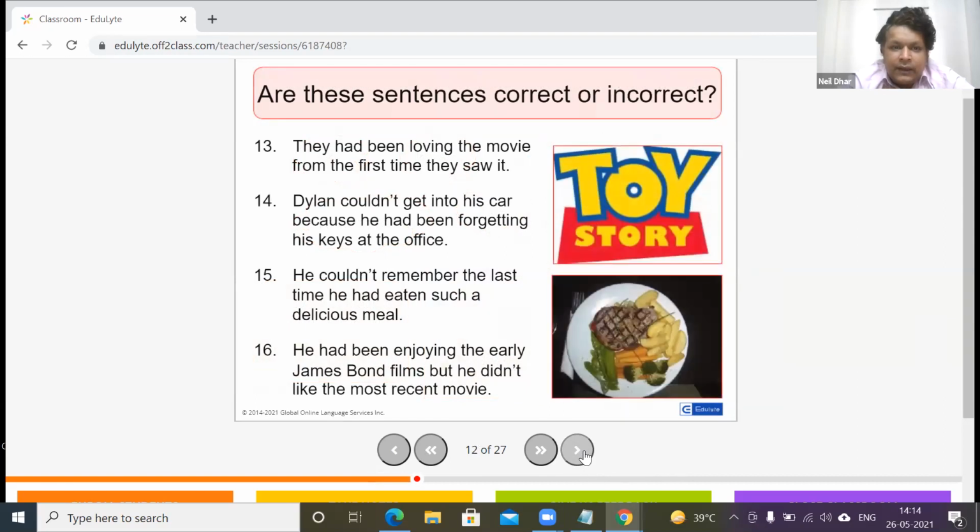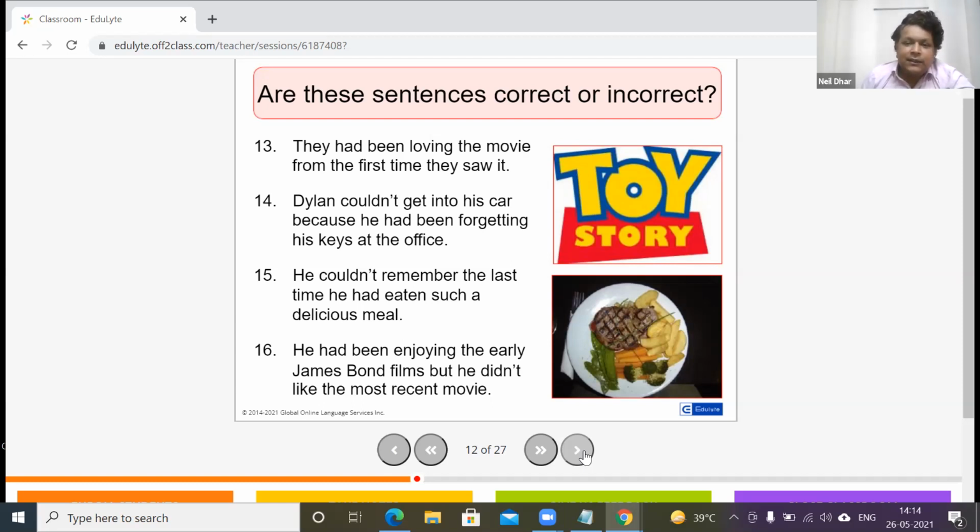Okay. Moving on. Is the sentence correct or incorrect? Let's read. They had been loving the movie from the first time they saw it. Is it correct? Incorrect. So what would be the right one? They loved the movie from the first time they saw it. That is correct. So every time, we cannot use continuous.